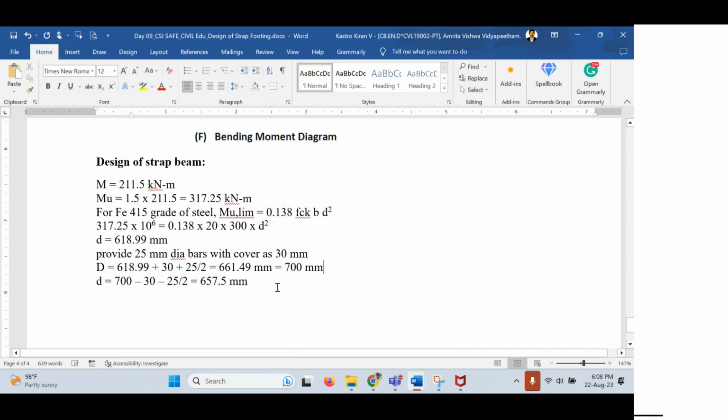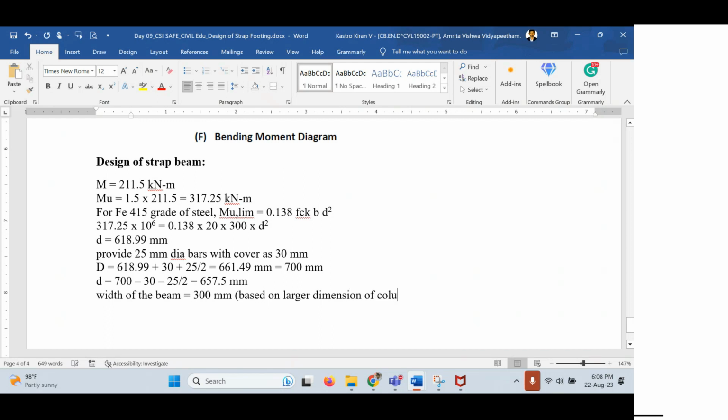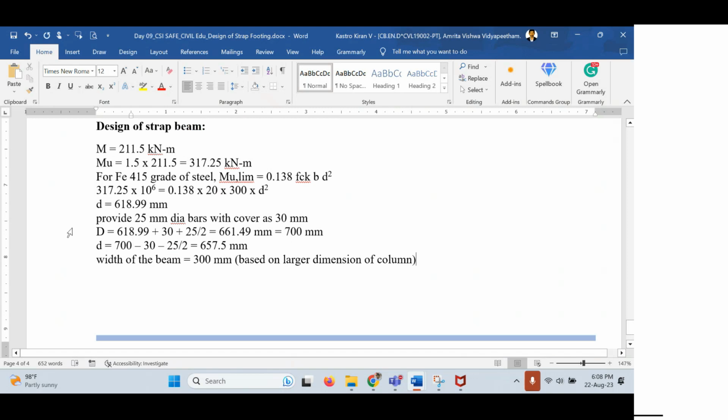So let me write that: width of the beam equals 300 mm and overall depth of the beam is 700 mm. The 300 mm is based on the larger dimension of the column, right? So this is how we have decided the dimensions of the beam.